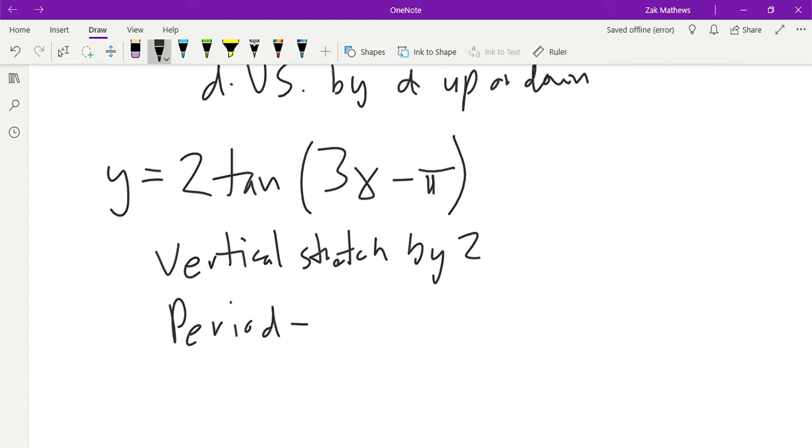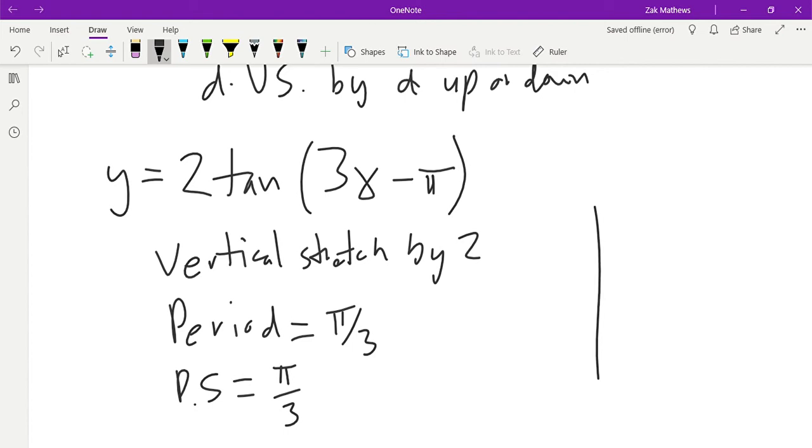The period will be equal to pi over the b, which is pi over 3, and that doesn't clean up at all. And then the phase shift is still the negative c, or negative pi turns into a positive pi, over the b, which is 3. And so we've kind of lucked into the phase shift giving us exactly the period. Makes it a little bit easier to graph.